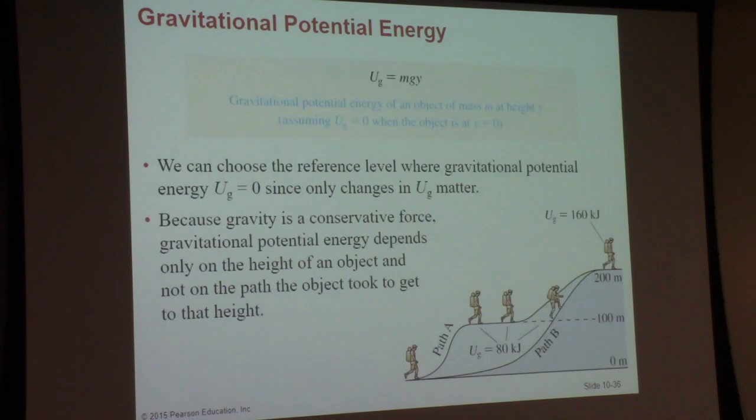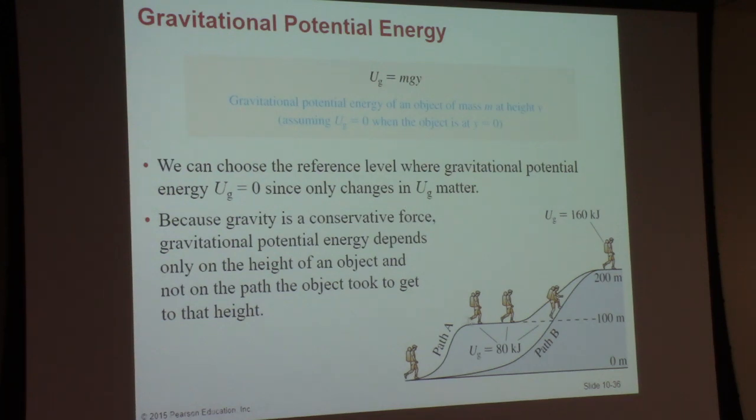Okay? So here's the formula. Gravitational potential energy, the mass times g times y. So if you've had another physics class in the past, they might have just called this PE for potential energy. Here we call it U sub g for gravitational potential energy. And then again, usually you set this at 0. It's a so-called conservative path. It doesn't matter which way you go.